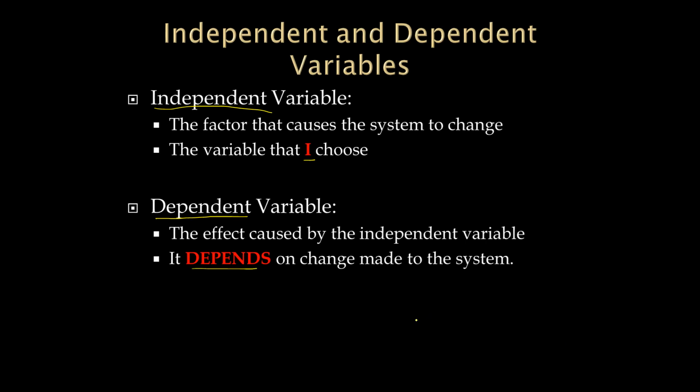Let's take a look at a couple of examples here. First, I have a ball rolling down a ramp, and I can change the ramp angle, and I want to measure the speed of the ball as it rolls down. In this one, our independent variable, the part that I choose, would be how much I tip the board up or down. The dependent variable would be the speed of the ball, because the speed of the ball would depend on how much I've tipped up the board.